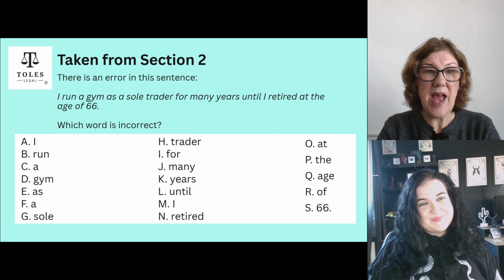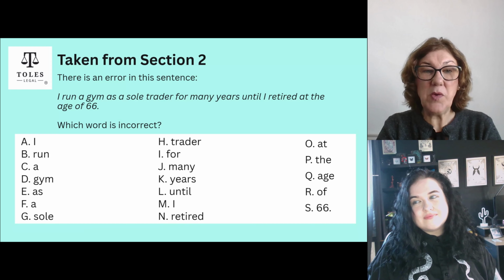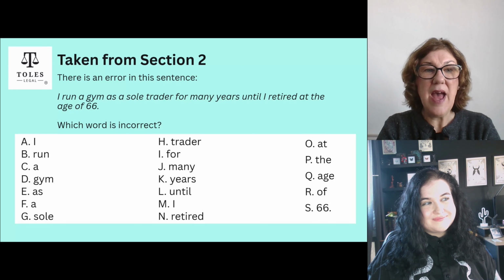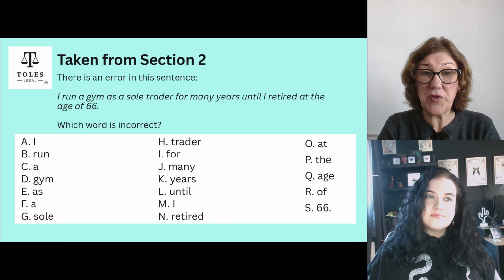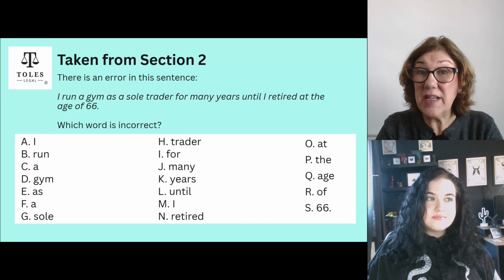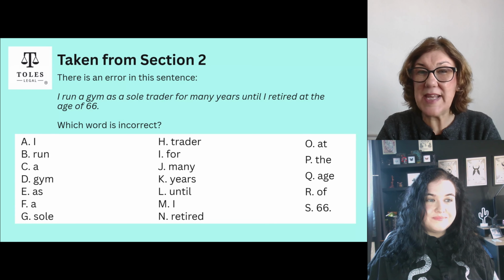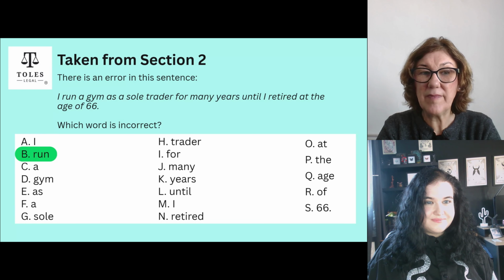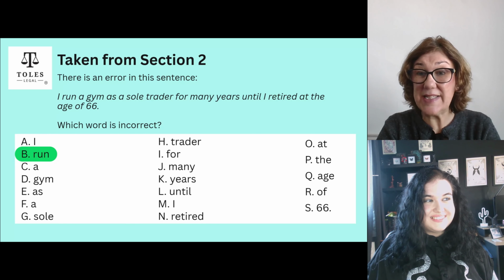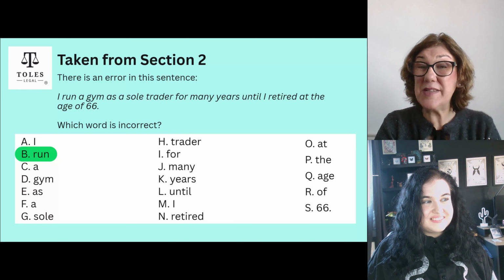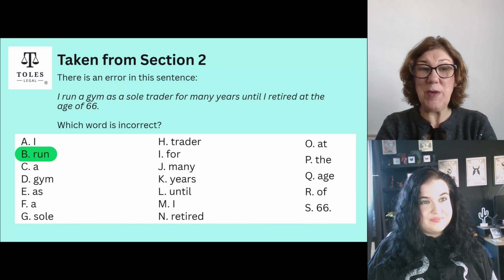Here's the sentence. I run a gym as a sole trader for many years until I retired at the age of 66. I'm just going to read it again. I run a gym as a sole trader for many years until I retired at the age of 66. It's a very simple problem. I hope you can see it. The answer is it should be in the past tense, should be ran. So the answer is sometimes easier than you think. I hope you got that one.